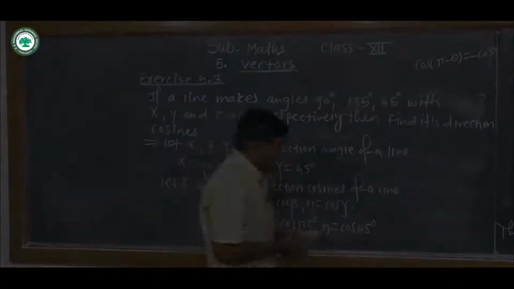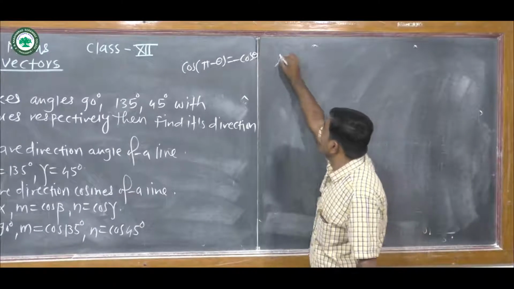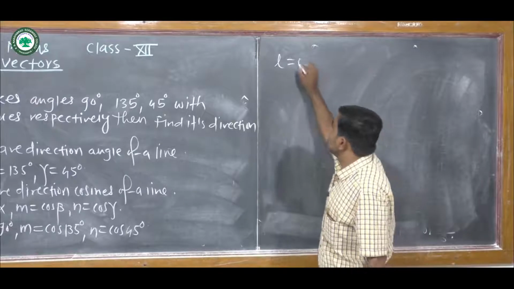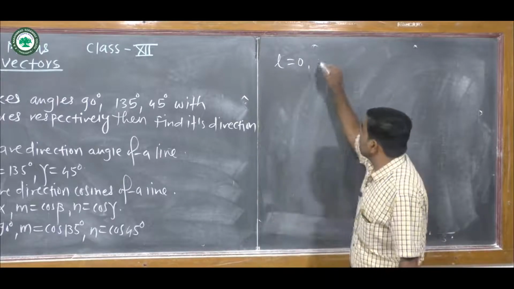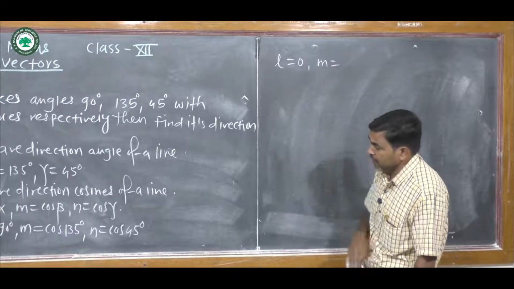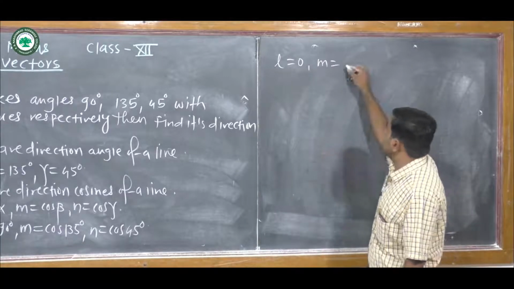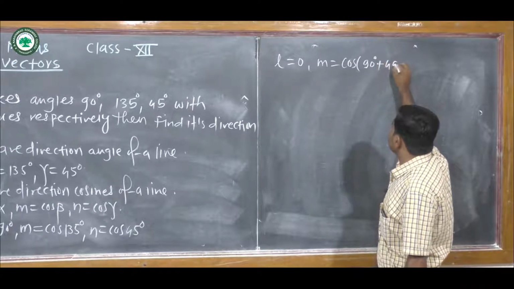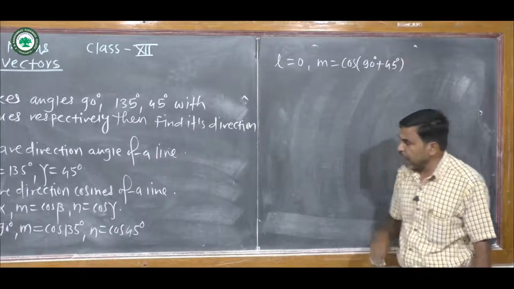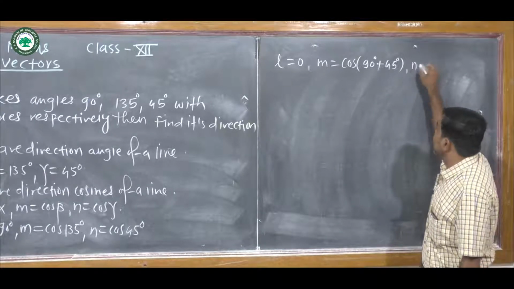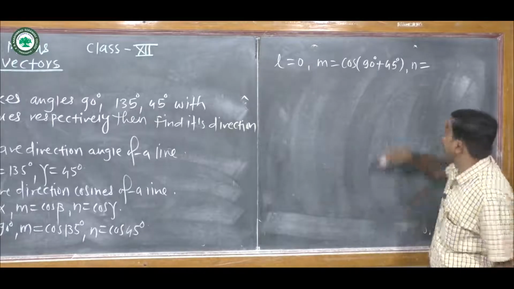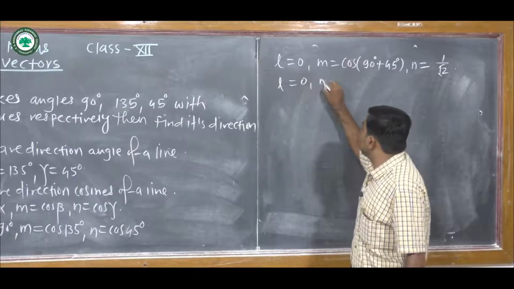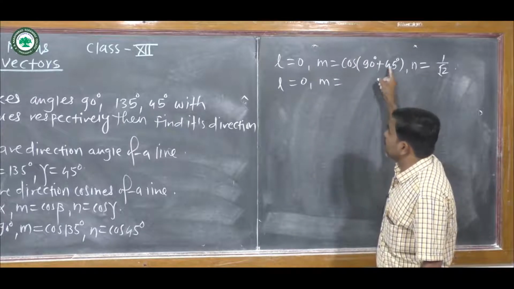Now L is equal to cos of 90 degree. We know that cos of 90 degree is 0. So L is equal to 0. M is equal to cos of 135 degree. This 135 degree can be written as cos of 90 degree plus 45 degree, and N is equal to cos of 45 degree, that is 1 upon root 2. So therefore L is equal to 0, M is equal to cos of 90 degree plus 45 degree.